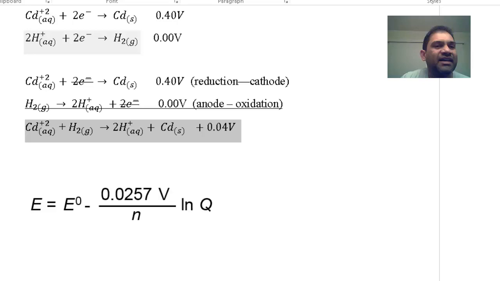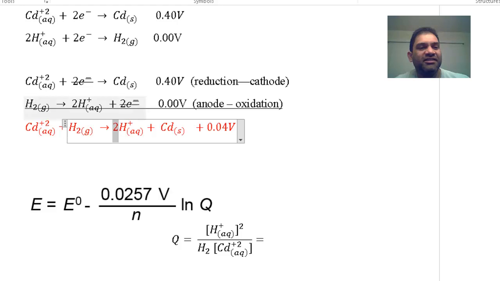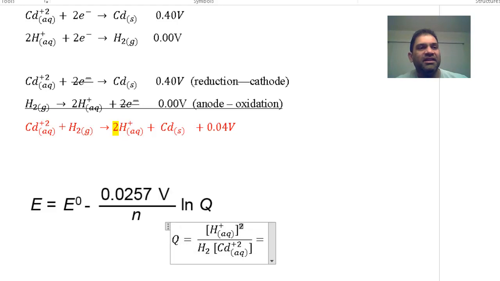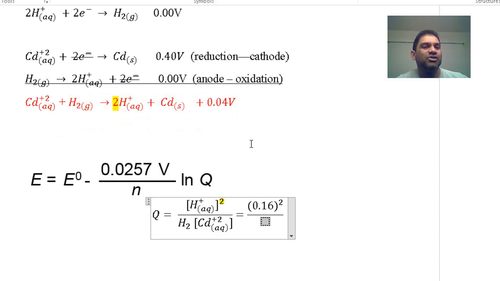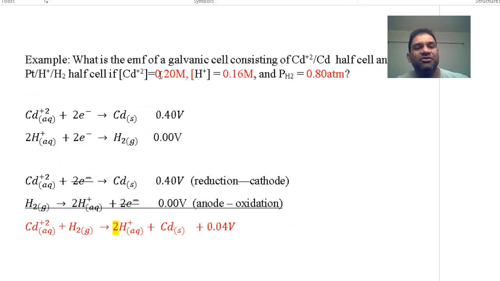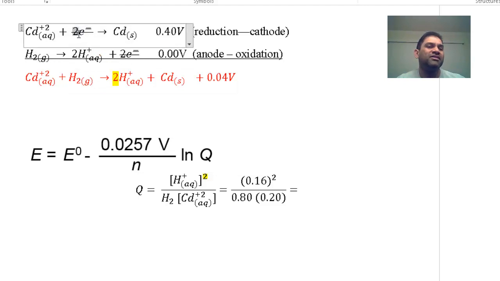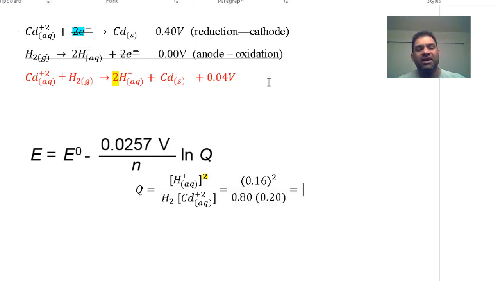Before we do anything, let's go ahead and calculate Q here. So products over reactants, H plus, don't forget that H plus gets squared because we have 2, so that's where the square comes in, law of mass action. So let's plug in our values. H2 gas in our problem is 0.80 atmospheres, so let's put that in. And then finally Cd plus 2, the problem tells us its concentration is 0.2. So let's solve for Q here, plug that in. This is a 2 electron transfer, meaning our n is going to be 2 in this reaction.